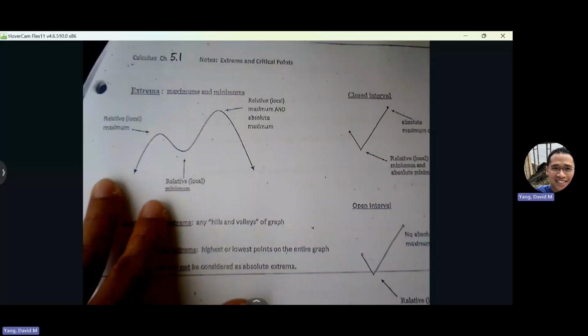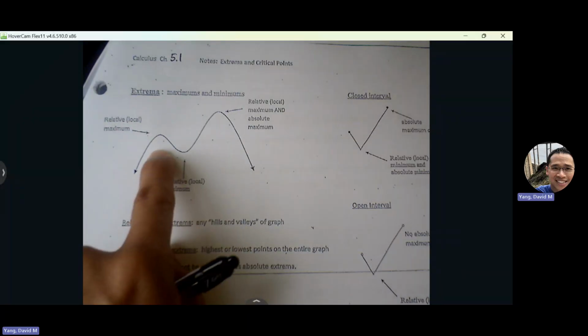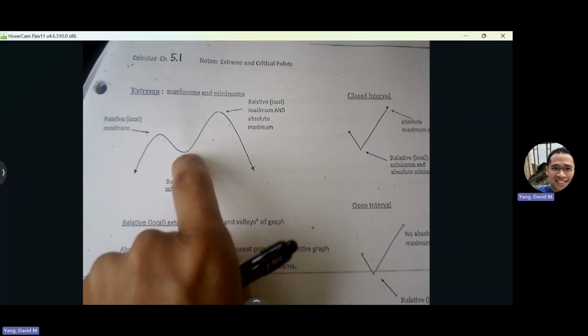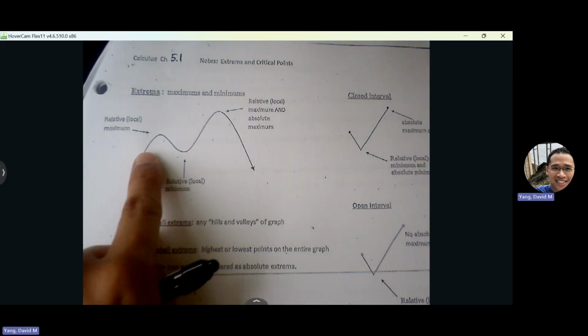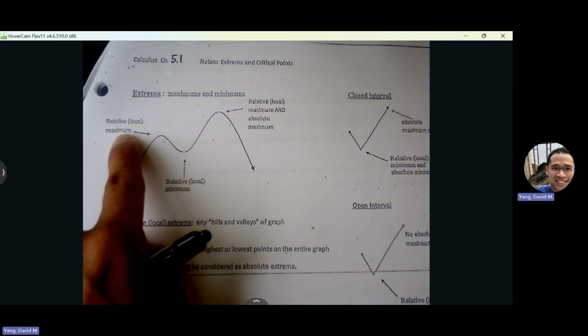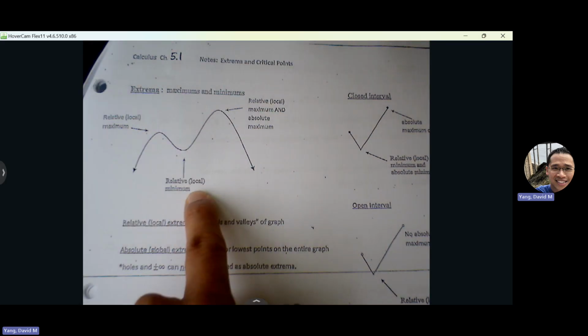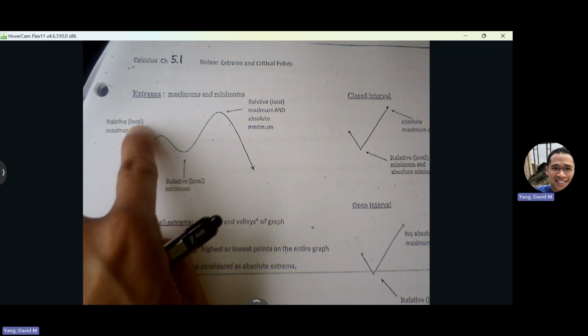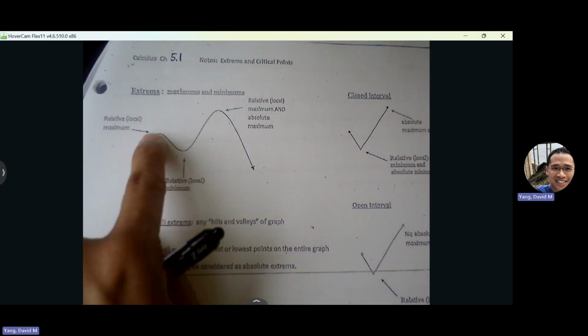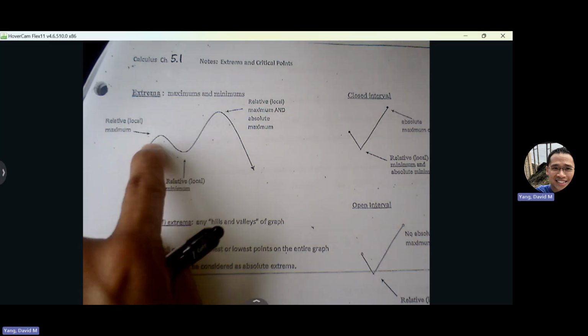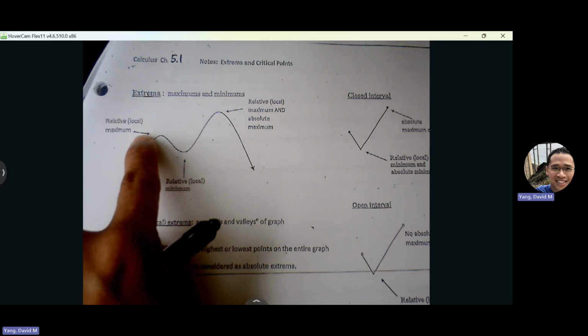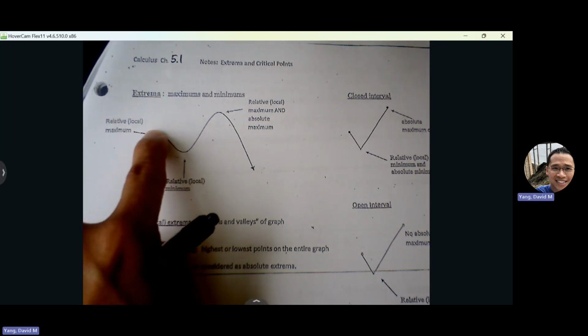So let me just highlight notes here on the first page. First is the definition involving maxes and mins. Anytime there's a hill or valley of the graph, we consider that a relative maximum or a relative minimum. Or you can sometimes see the word local max and local min. Relative and local just means that this is the maximum point for its immediate region.